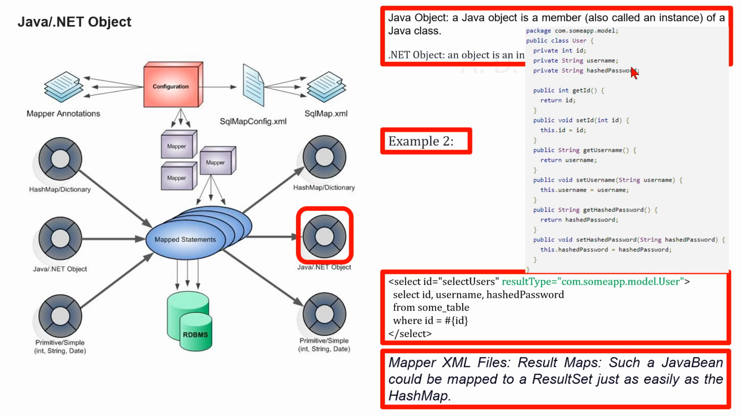Here consider the following Java bean. Based on the Java bean specification, the above class has three properties: ID, username, and hash password. These match up exactly with the column names in the select statement. Such a Java bean could be mapped to a result set just as easily as hash map.